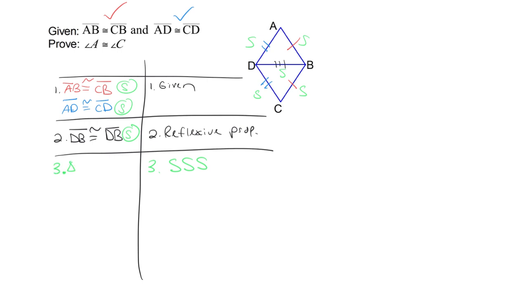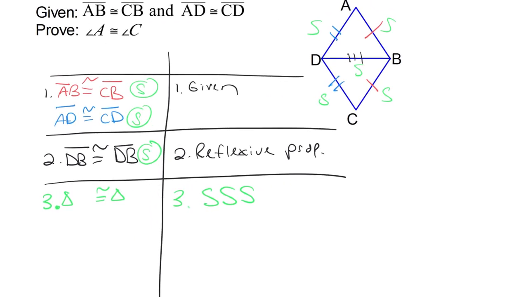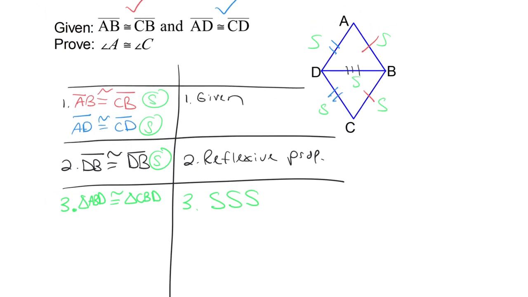Again, when I write out my congruence statement, I have to make sure that they're lined up correctly. So if I look at this picture, A corresponds with C. B corresponds with B, and D corresponds with D. So I'm saying that triangle ABD is congruent to triangle CBD using side, side, side.